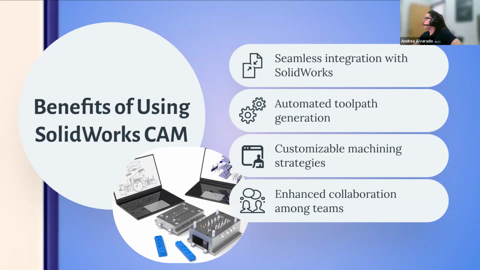SOLIDWORKS CAM also has automated toolpath generation. So the software will analyze the model and create tool paths automatically, which then you can edit and modify if you like. It also has the capability of doing customizable machining strategies. This allows you to set rules for when it does automation toolpath generation. So if there's certain features that you like to do with certain specific speeds and feeds or tooling, you can set up those rules. So when it does the automated toolpath, it'll follow those rules that you have set in place and create toolpaths according to those rules you made.